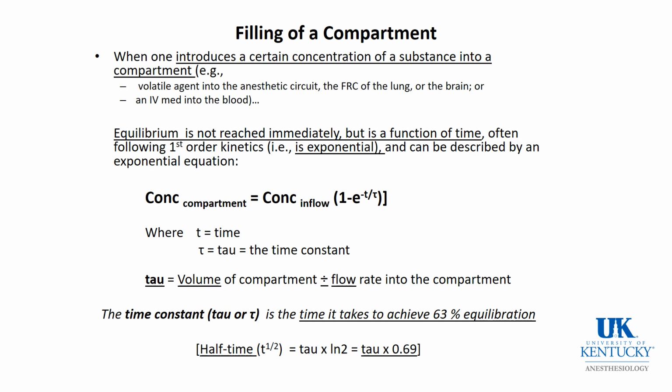equilibrium isn't reached immediately. If you put 1% isoflurane into the circuit, it doesn't immediately get into the lungs, and it doesn't immediately get into the heart, brain, and other organs. The same is true as you change the fresh gas flow into the circuit. So it doesn't occur immediately, but it follows an exponential first-order kinetics given by this formula. And notice there's an exponential here, with tau, the time constant.